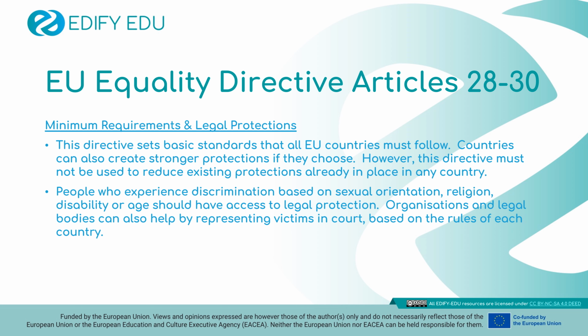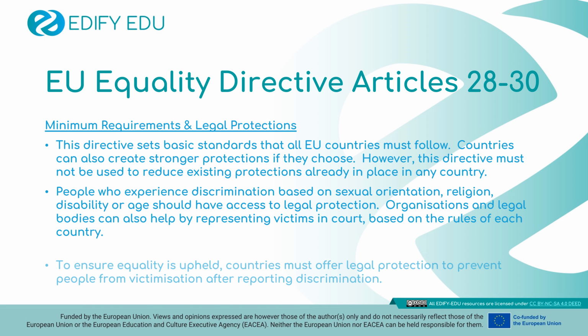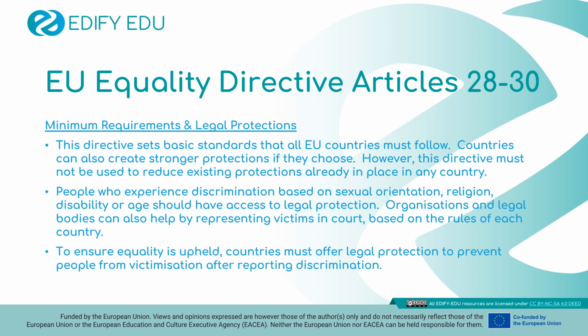People who experience discrimination based on sexual orientation, religion, disability, or age should have access to legal protection. Organizations and legal bodies can also help by representing victims in court, based on the rules of each country. To ensure equality is upheld, countries must offer legal protection to prevent people from victimization after reporting discrimination.